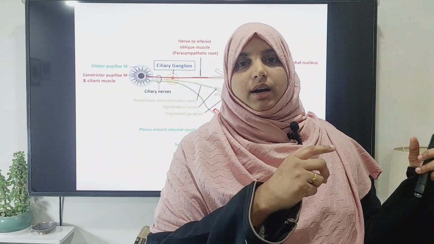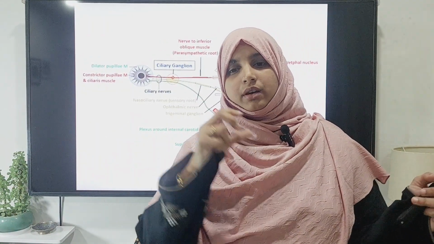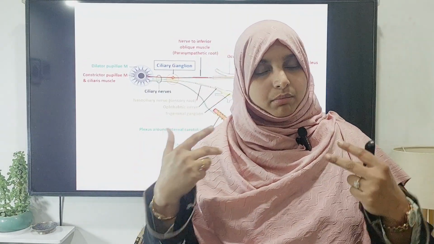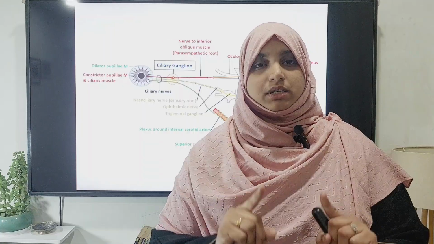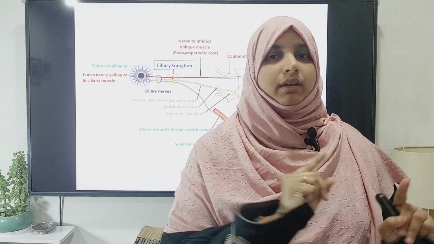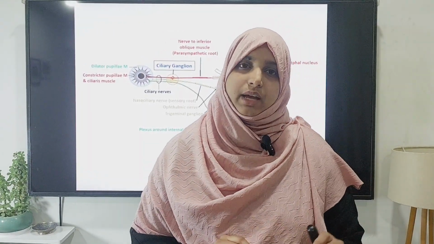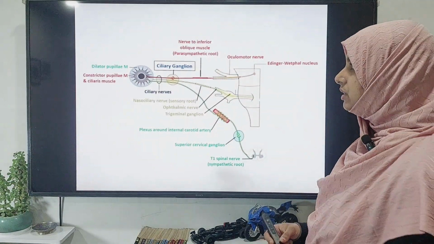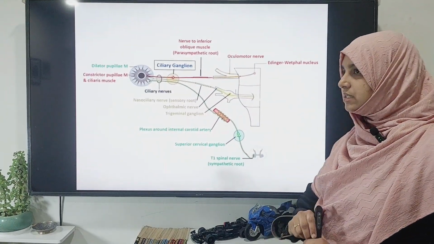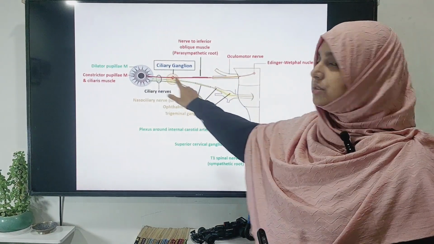Now, as I told you, during sympathetic system activation, if the pupil is dilated, more light rays are going to enter your eyes. At the same time, the vision may not be as sharp as in parasympathetic system activation. Okay, so these are the actions of these nerve fibers. Now let's see these three fibers.